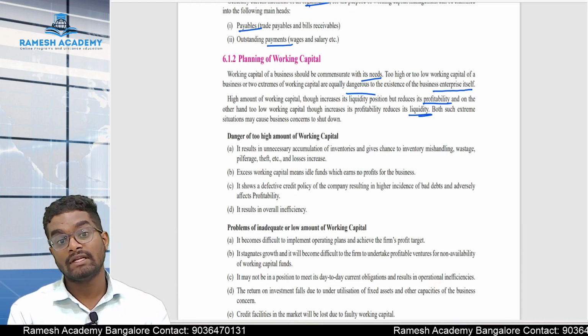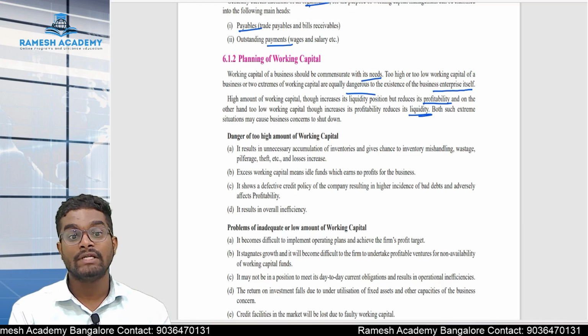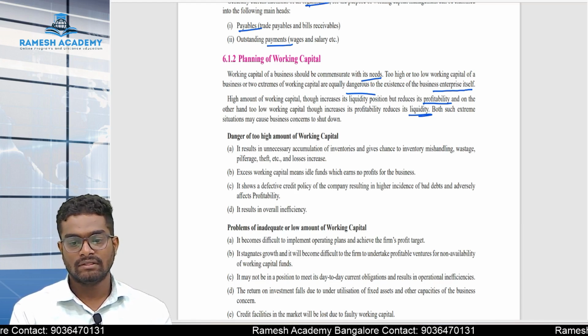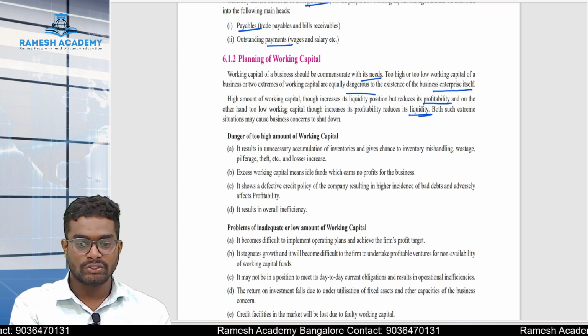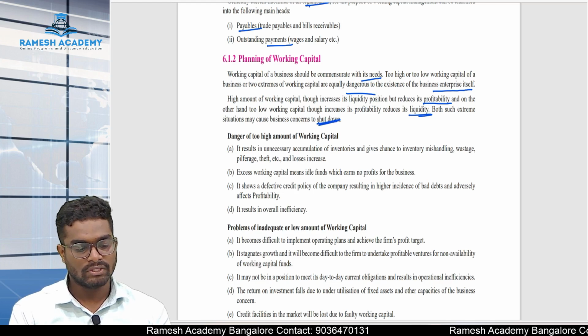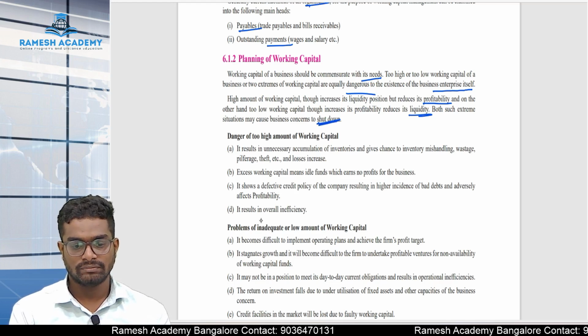And if you are not maintaining the working capital, liquidity will be a problem because you will not be able to repay the debts on the due dates because you don't have the capital. Now you have to wait for funds again. So both extreme situations may cause the business concern to shut down. If you are not able to do anything, the final option is shutdown.